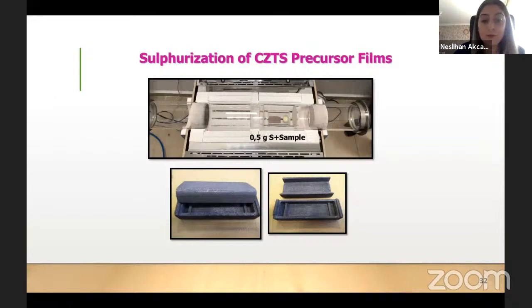If there is a big tin loss in the material, then a lot of different defects occur in the material, which is very detrimental for the efficiency value. So I would recommend you to focus on the volume of the sulfurization chamber. It's really very important. And also the amount of sulfur is very important. It approximately should include 50% of sulfur in the material.